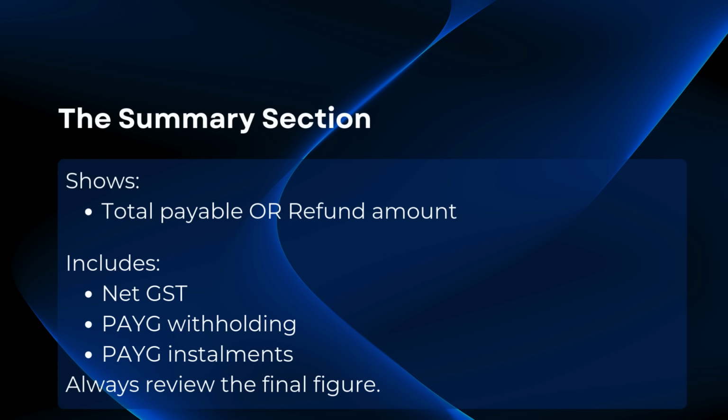Before lodging your BAS, it's important to go through a pre-lodgement review checklist. This should include the following checks: confirming the reporting period, ensuring your bank accounts are reconciled, reviewing the sales totals, reviewing GST collected, reviewing GST credits, confirming payroll reports, and comparing to previous quarters. A 5-minute review can prevent months of issues.